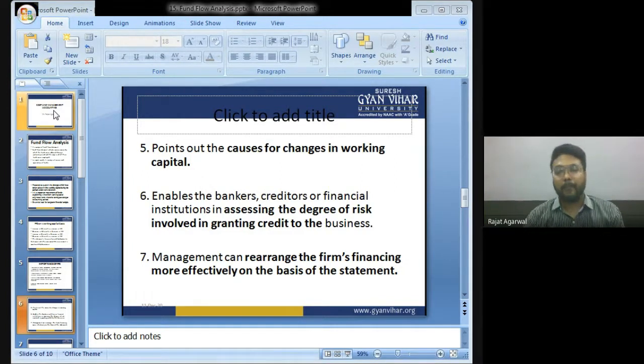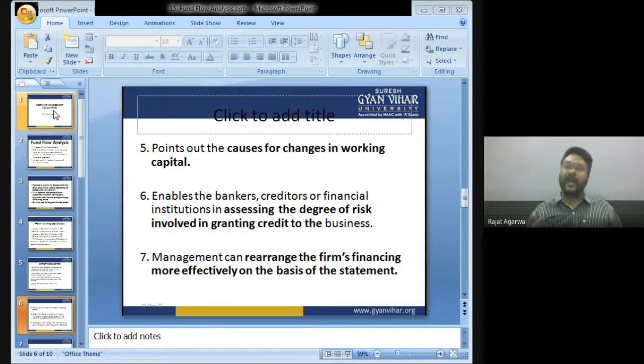It enables the banker, creditor, or financial institution to assess the degree of risk involved in granting credit to the business. It also tells bankers, creditors, and financial institutions the degree of risk involved in granting a loan to the business.